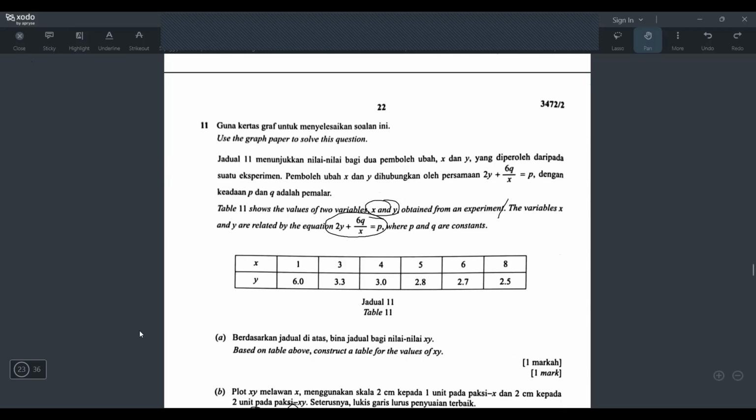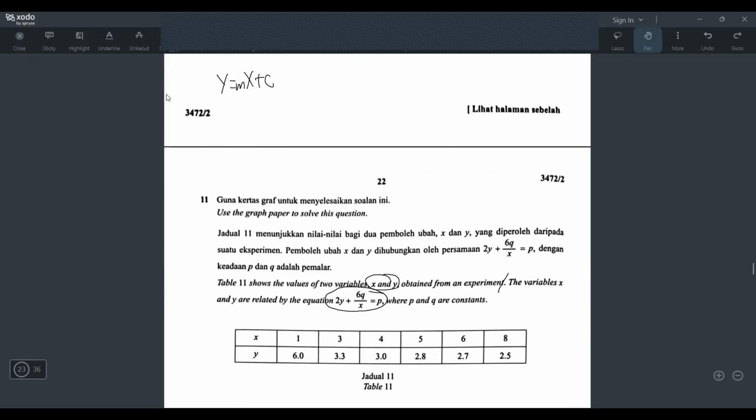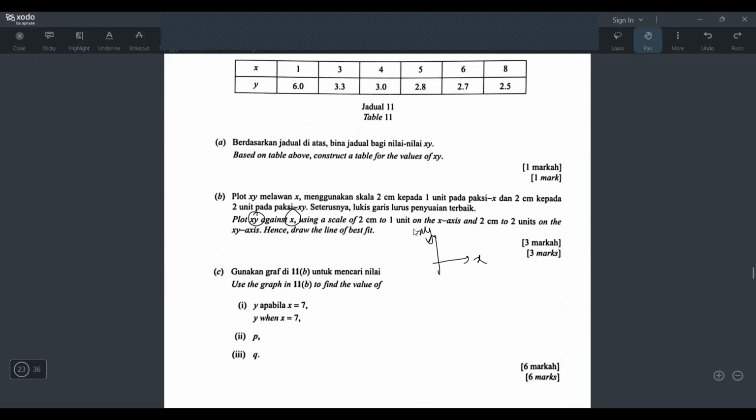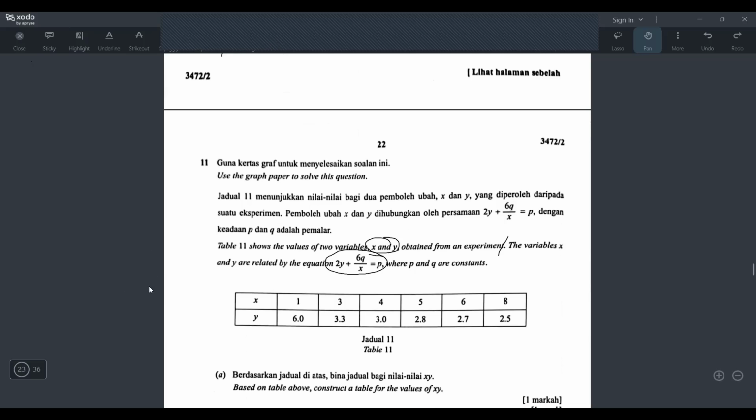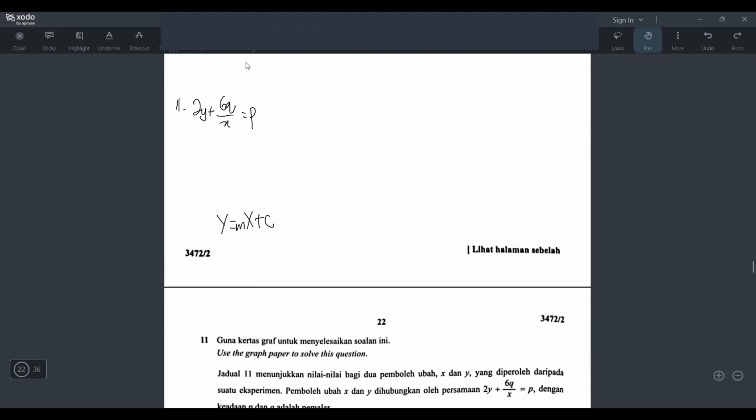So my job now is to make this equation equal to y-axis, xy. I want my y-axis to be xy. But how? Now there is no xy, so how? I have to first move the 6q over x to the other side first. Okay, so when I move, I become p minus 6q over x like this, right?